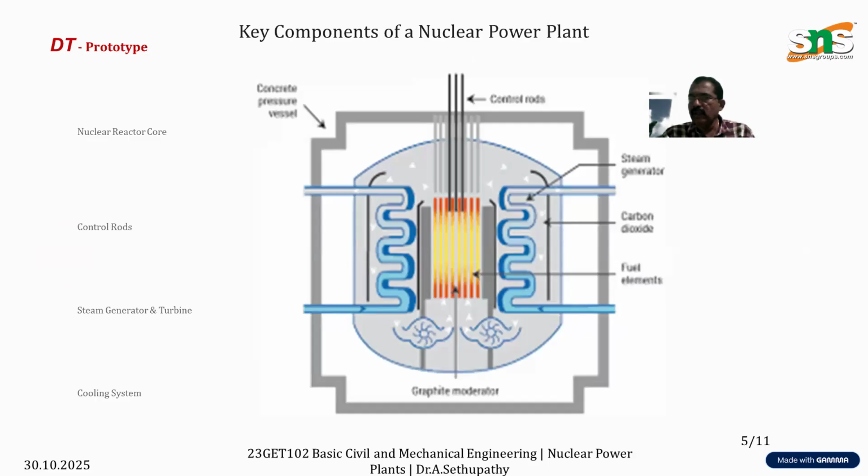So these are the key components. I already told the pressure vessel with control rods inside, and how the cooling circuit and water circuits are circulated, and how the steam is converted from the water vessels.